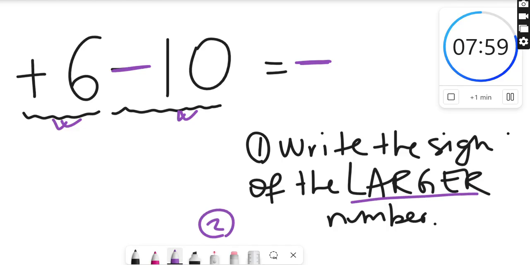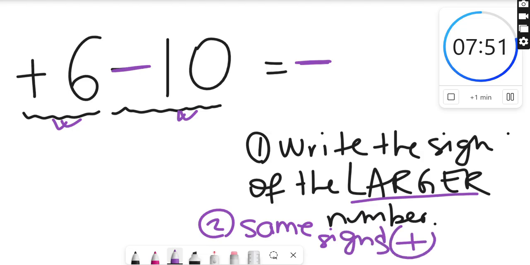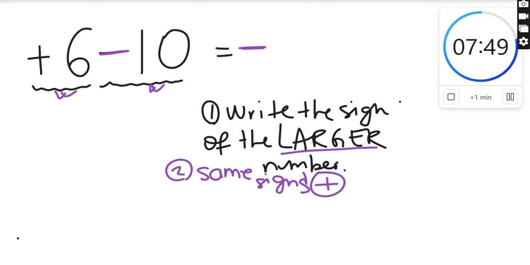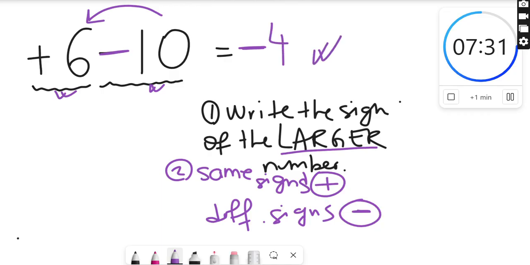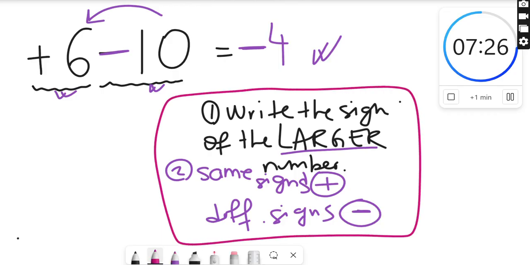And then step number 2: if you have same signs, then it means you will add your numbers. If you have different signs, then you will subtract your numbers. So are our signs same or no? It's different signs, right? So we'll subtract them. 10 minus 6 is equal to 4. I know it looks difficult at first when we introduce everything at once, but trust me, when we do more examples, it will be easier and easier.